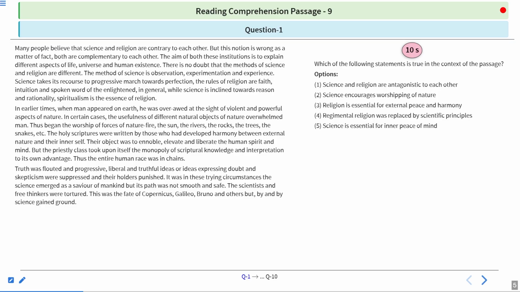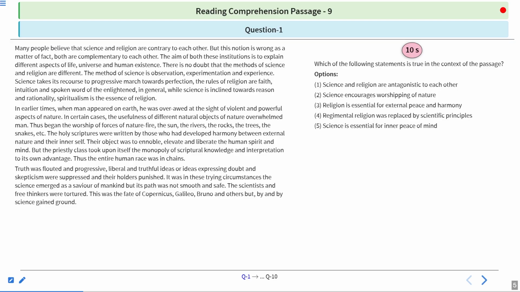The holy scriptures were written by those who had developed harmony between external nature and the inner self. Their object was to ennoble, elevate, and liberate the human spirit and mind. But the priestly class took upon itself the monopoly of scriptural knowledge and interpretation to its own advantage. Thus, the entire human race was in chains. Truth was flouted and progressive, liberal and truthful ideas or ideas expressing doubt and skepticism were suppressed and their holders punished.